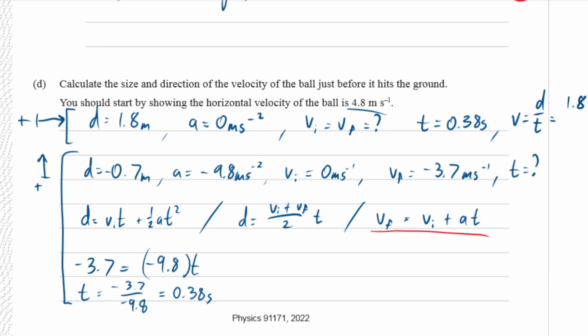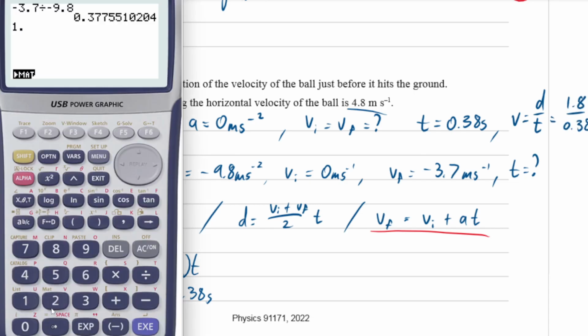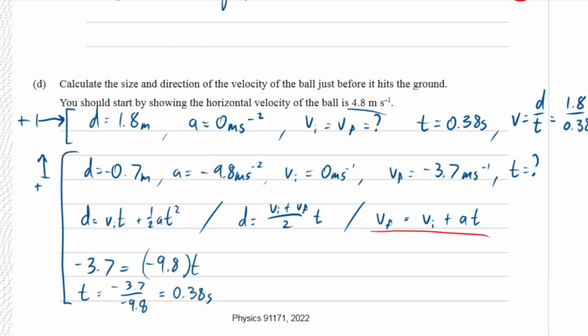Distance is 1.8 divided by time, giving us 1.8, and I'll use divided by answer, the unrounded time, which gives 4.8 meters per second.